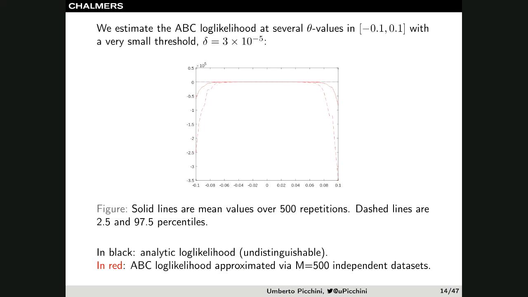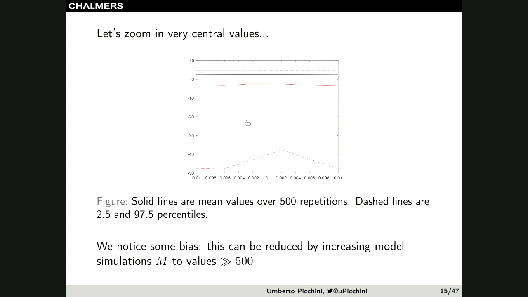So now I zoom into this central area of the plot. This new figure is a zoom in the central area of the plot. And here we have the log likelihood for the exact summary statistics that I've observed in black. And we have the mean of the simulated one from the pseudo-marginal MCMC with 500 simulated datasets. There is some bias. This bias can be reduced if I increase M, clearly. Okay, so that's what I wanted to show.